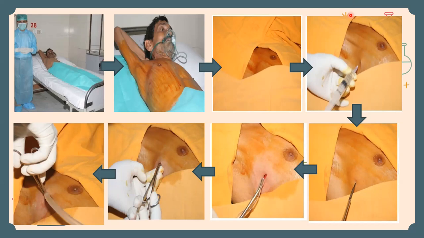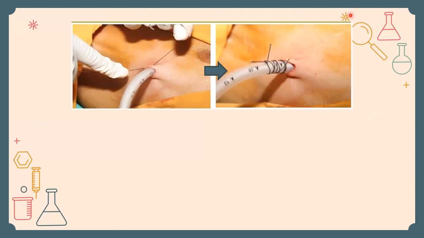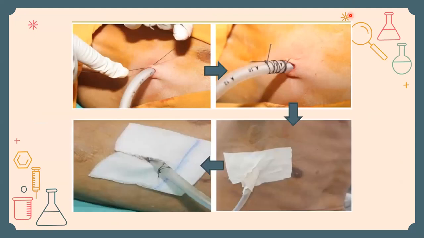Okay, this is what we call the blind method. The blind method is the fastest and the easiest, but yet it's actually the most dangerous because you didn't see the structure underneath. So we just puncture. But in pediatrics, it's actually the best.